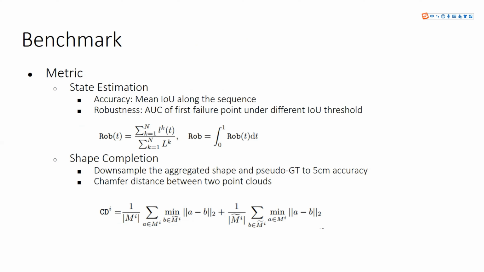We are also concerned about the shape completion. We want to evaluate the quality of the aggregated shape. So we use the chamfer distance between the aggregated ground truth and the aggregated shape, downsampled to 5 centimeter accuracy, as a metric. Yeah, so this is the benchmark and dataset we proposed in this paper.